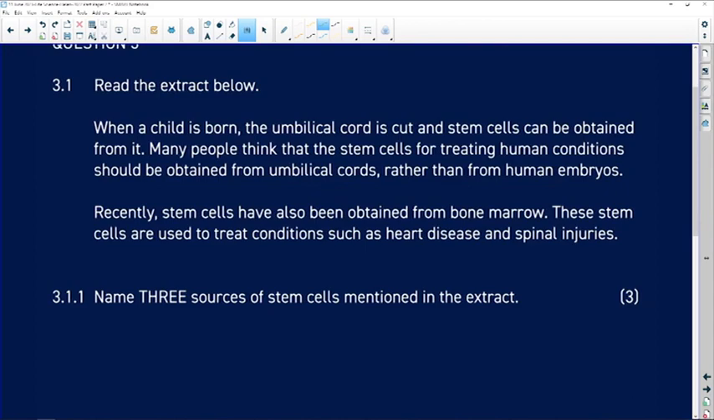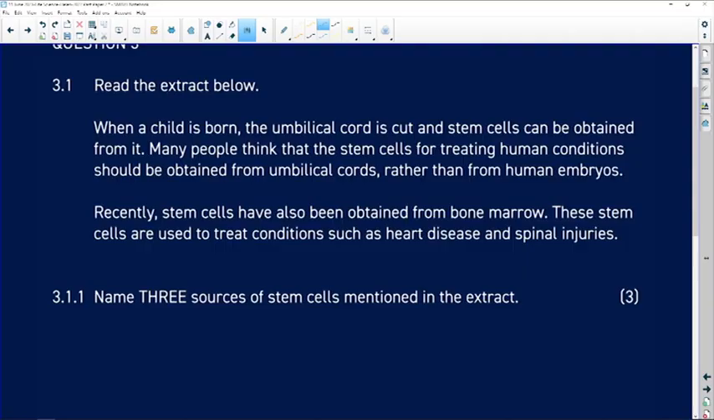So read it with a pen in your hand so that you can focus on all the important features that you need to draw out of this extract. When a child is born, the umbilical cord is cut and stem cells can be obtained from it. Many people think that the stem cells for treating human conditions should be obtained from umbilical cords rather than human embryos.